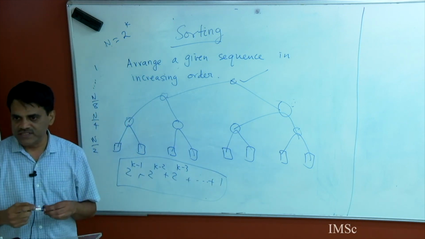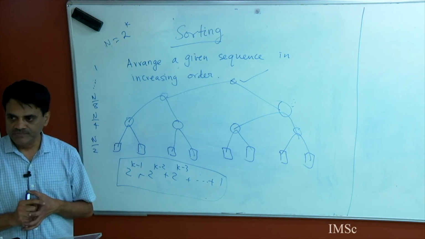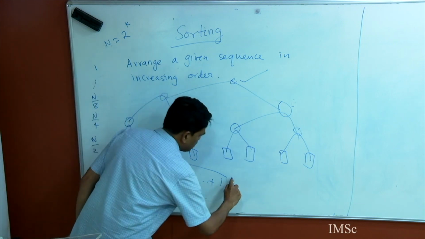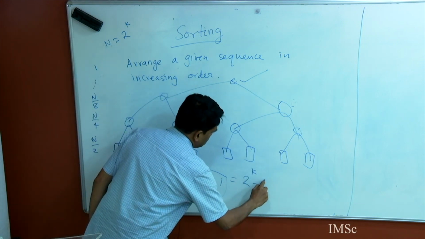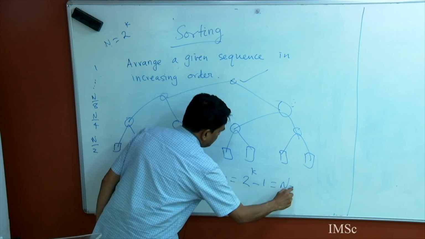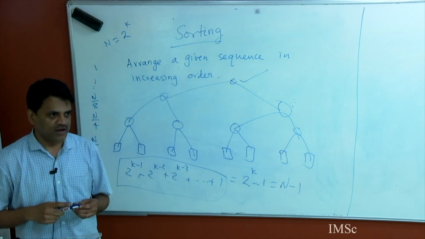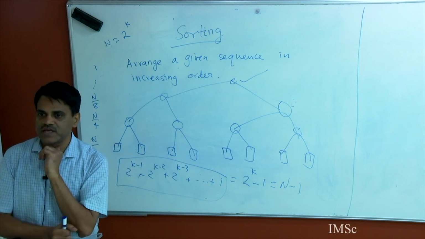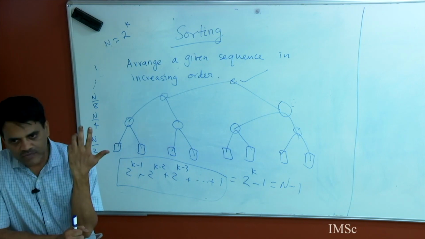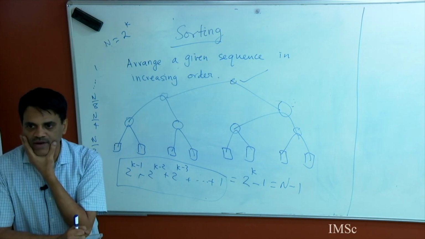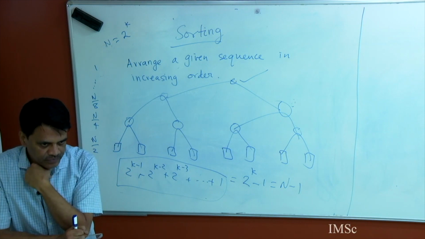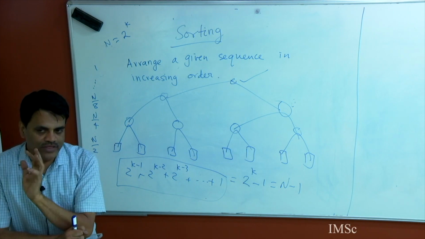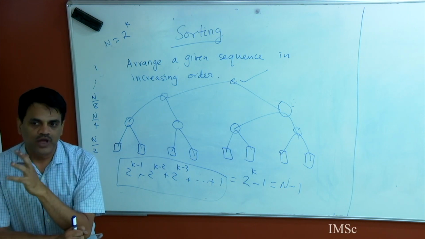This is a geometric series. What is the sum? 2^k minus 1, which unfortunately is also n minus 1. Really, it's not better. We had the same n minus 1 comparisons even on that algorithm. This is another algorithm for which the number of comparisons made is n minus 1. Now I'll let you think about why you cannot improve it.